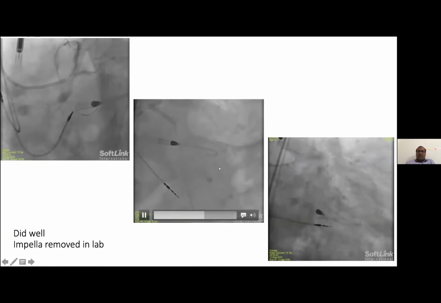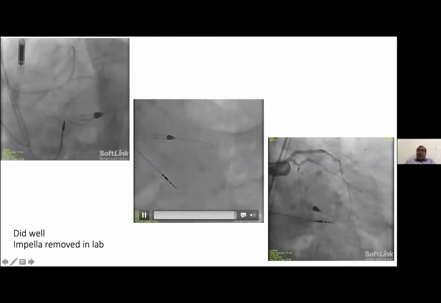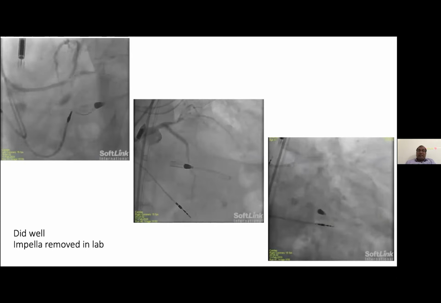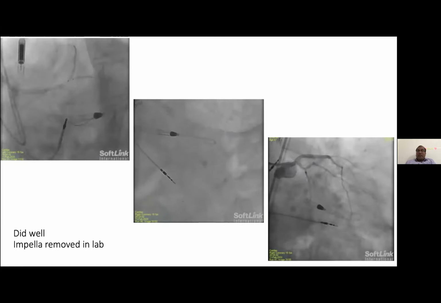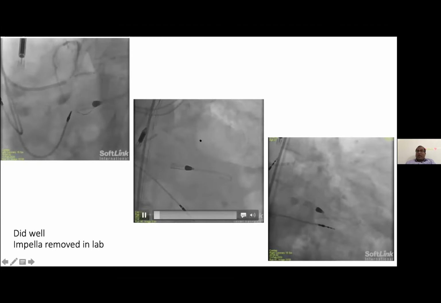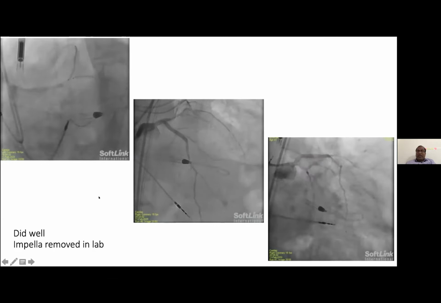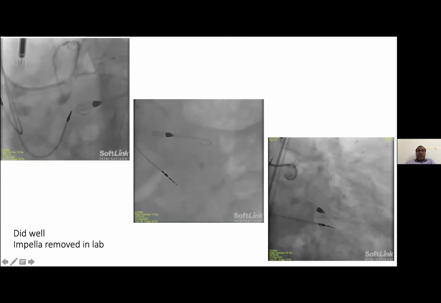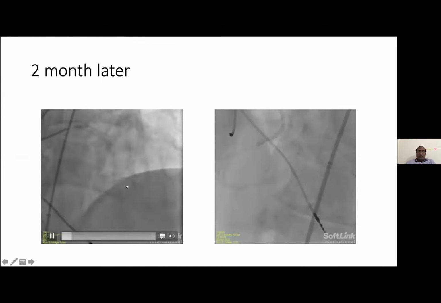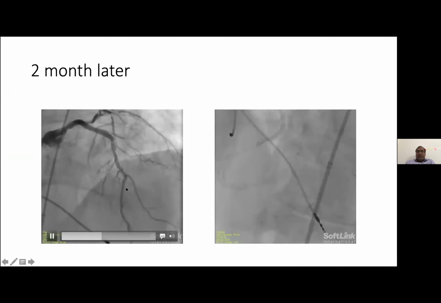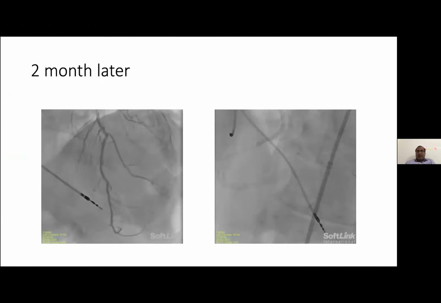And the Impella was taken out on the particular day in the cath lab itself, and the patient went home the next day after an insignificant post-operative recovery. Two months later, he came back again for a PCI to RCA.